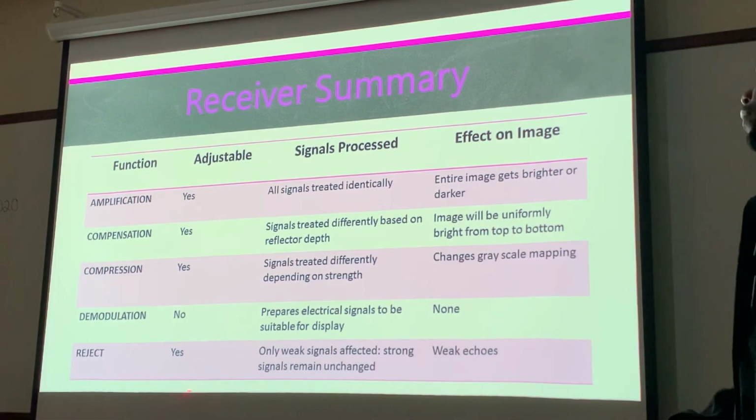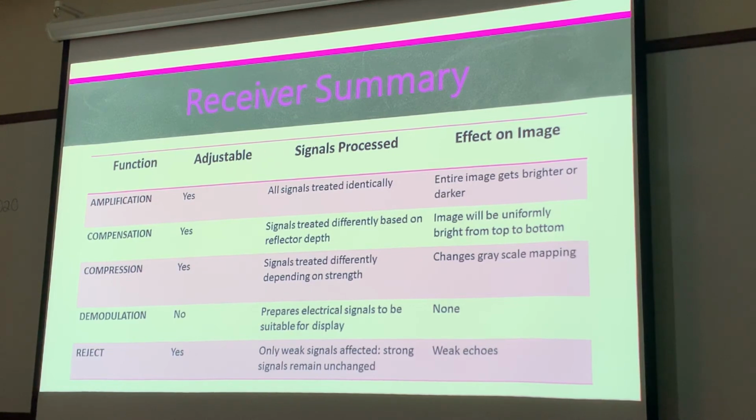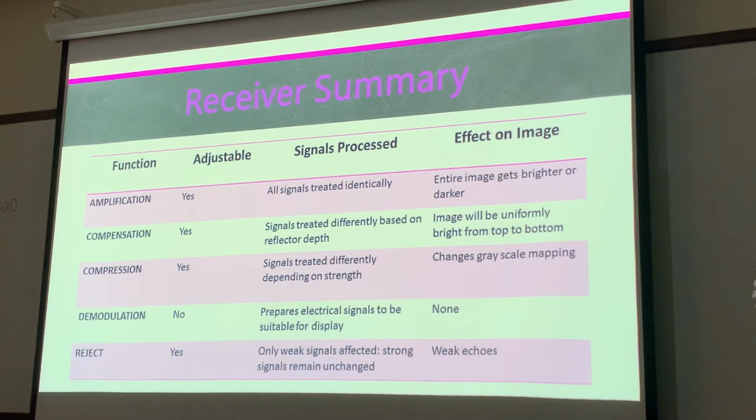All right? Then we have reject. That is adjustable. It only affects low-level sound waves. Only affects low-level signals. It's basically rejecting low-level signals. Only the weak signals are affected. Strong signals remain unchanged. Again, the effect on the image is weak echoes. It's going to eliminate those. So that's our receiver summary right there, guys.